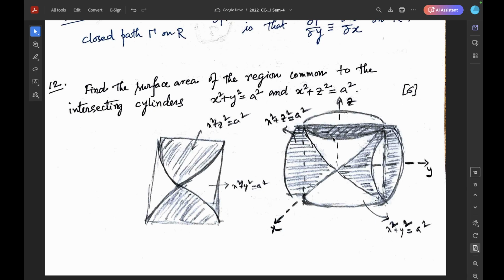So this is the figure, and this portion is shaded. This is x square plus z square equal to a square, and in here this portion is this, from this side we get this, and on this side this. Actually we get these 4 sides here.